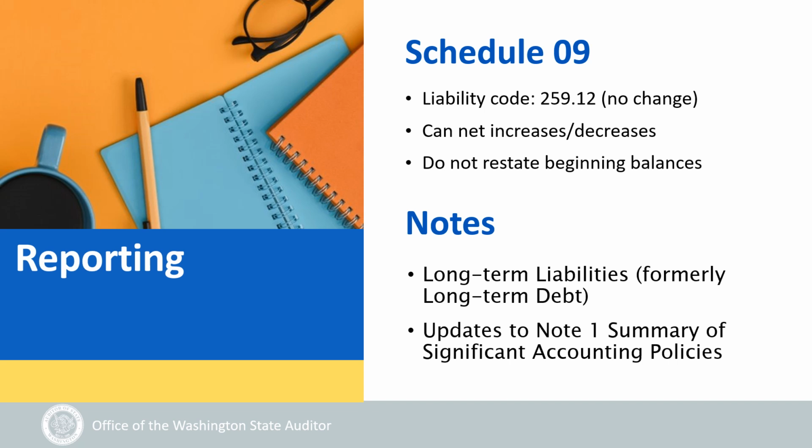For the Schedule 09, we will use the liability code 25912, which is not a change, but now you can net the increases and decreases when reporting. When implementing this change on the Schedule 09, the beginning balances will not be restated. That means take the ending balance from fiscal year 2023 and then use the calculation for your government as the ending balance. The difference between the ending balance and beginning would be either the increase or decrease.